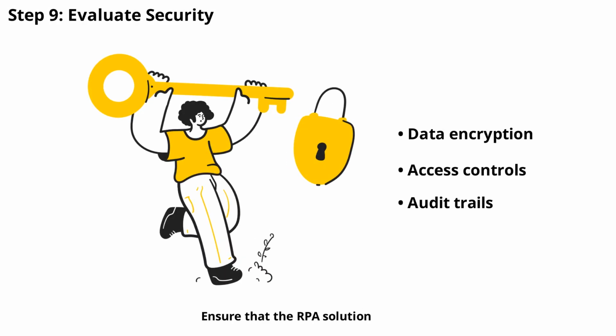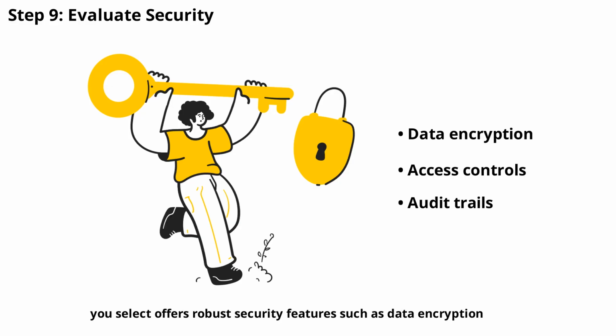Security is a top concern when automating business processes. Ensure that the RPA solution you select offers robust security features, such as data encryption, user access controls, and audit trails. Ask vendors about their compliance with industry standards and regulations. Protecting your business data and maintaining customer trust should always be a priority.